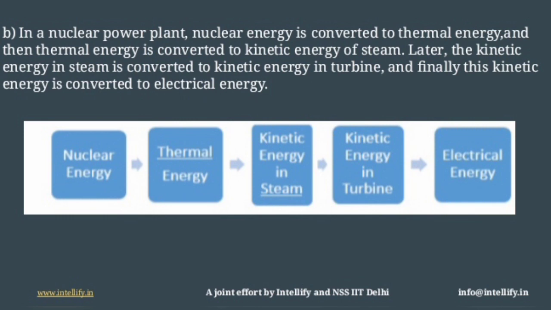The nuclear energy is converted to thermal energy, and then thermal energy is converted to kinetic energy of steam, and then that energy is converted to kinetic energy in the turbine, which is a device that converts the heat energy of steam into kinetic energy, and then this into rotational energy. These processes are involved in the production of electrical energy, which is used as electricity.